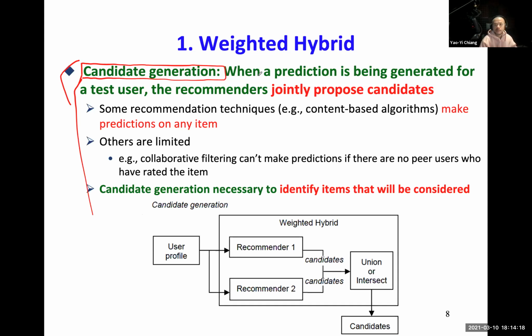All right, so here, weighted hybrid. Let's look at the chart first. You have some user profile, and from the user profile, recommendation system 1 will generate some candidates. Recommendation system 2 will also generate some candidates. Then the overall system will take these 2 candidate lists, merge them using either union or intersection, generate a final candidate list, and then generate a weighted score.